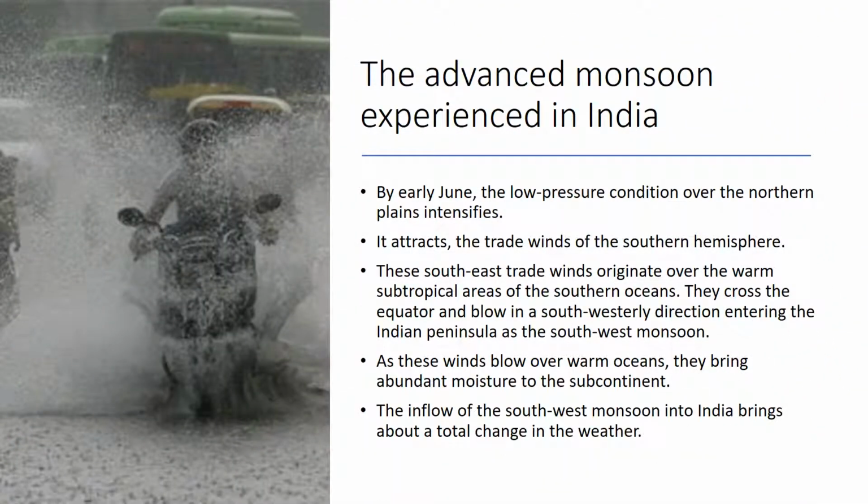Now let us see about the advanced monsoon experienced in India. By early June, the low-pressure condition over the northern plains intensifies. It attracts the trade winds of the southern hemisphere. These southeast trade winds originate over the warm subtropical areas of the southern oceans. They cross the equator and blow in a southwesterly direction, entering the Indian peninsula as the southwest monsoon. As these winds blow over warm oceans, they bring abundant moisture to the subcontinent. The inflow of the southwest monsoon into India brings about a total change in the weather.